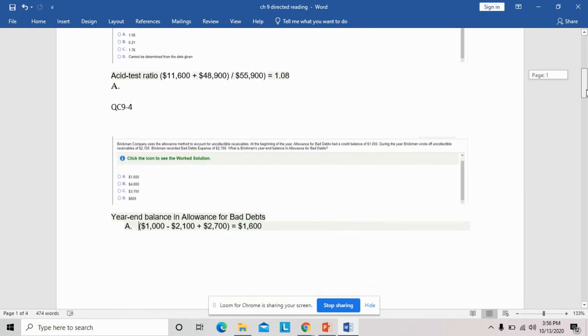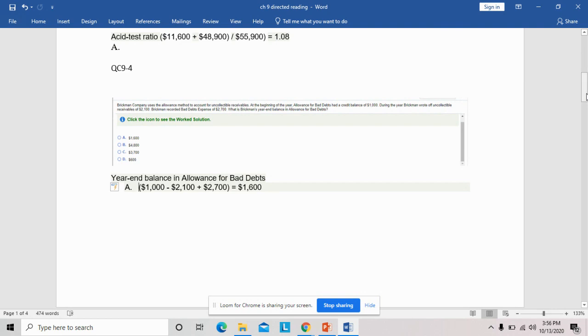On to QC94. Brickman Company uses the allowance method to account for uncollectible receivables. At the beginning of the year, allowance for bad debts has a credit balance of $1,000. During the year, Brickman wrote off uncollectible receivables of $2,100. Brickman recorded bad debts expense of $2,700. What is Brickman's year-end balance in allowance for bad debts?